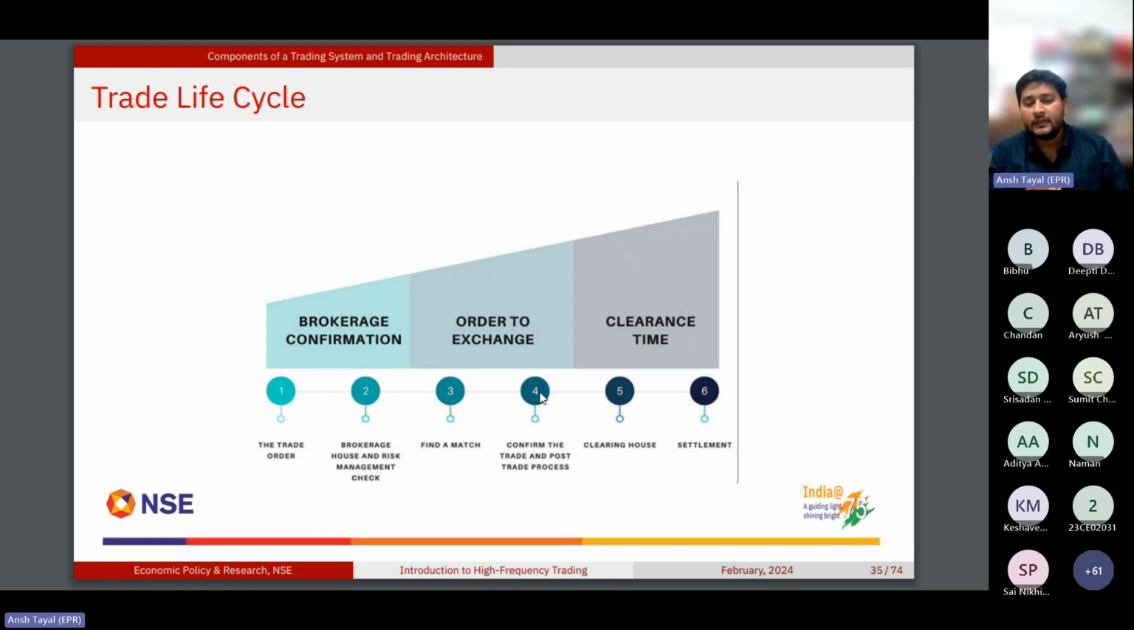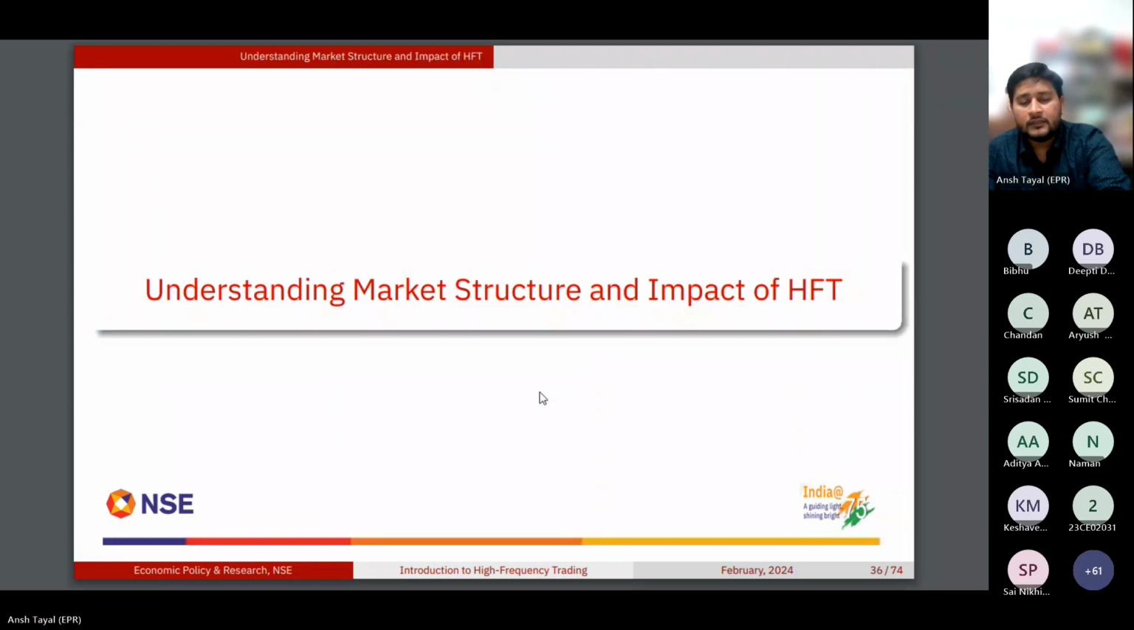The clearing team will ensure that the shares that you have in your demat account are transferred to the person who has bought it, and you get the money. So this is a trade life cycle. So this was the trading components of a trading system architecture and the trade life cycle.